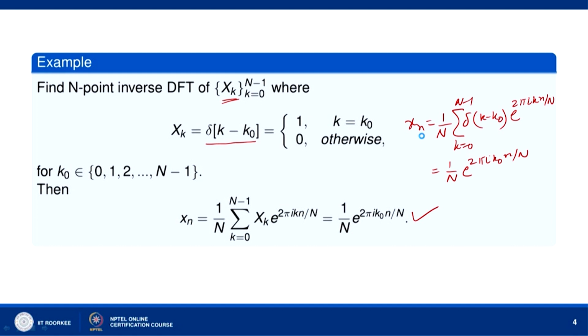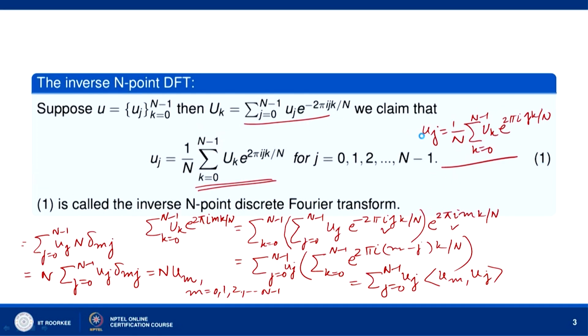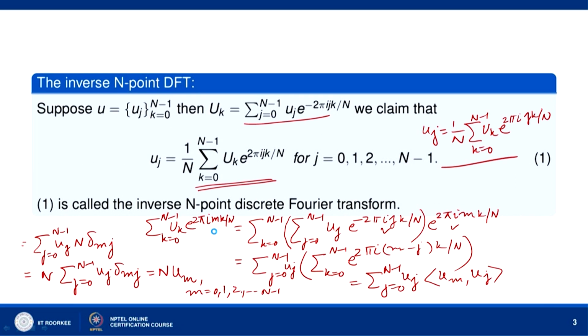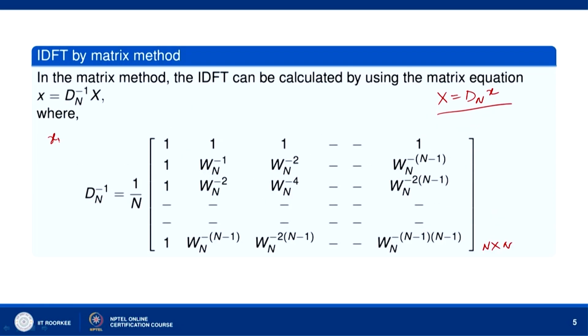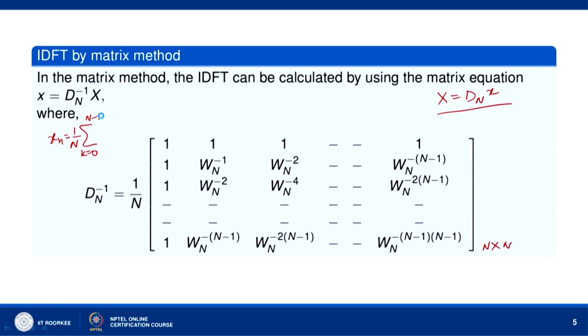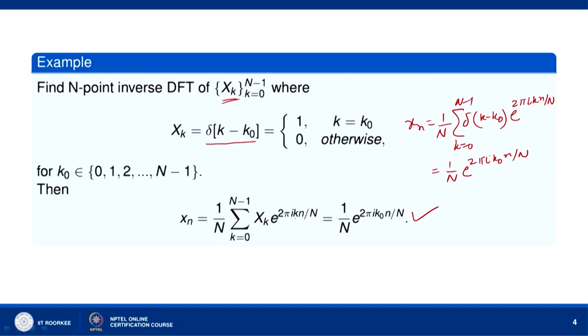We have this sequence x n equal to 1 by n, sigma k equal to 0 to n minus 1, x k e to the power 2 pi I k n by n.